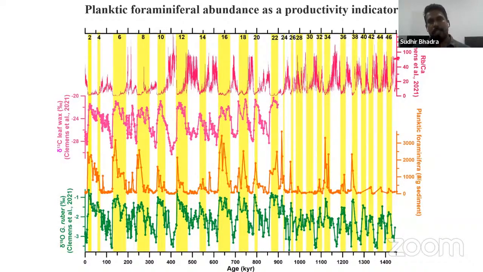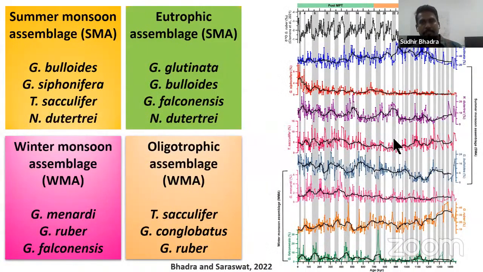So in the core samples, again, we looked at different species, and we also used those species as summer monsoon and winter monsoon assemblage, and eutrophic and oligotrophic assemblage. Those species are glutinata here, and Siphonophora. All of these species show a good stadial-interstadial variability, and some of these species continuously increase from around MIS 30 towards the present, and we'll discuss that in the next slide.